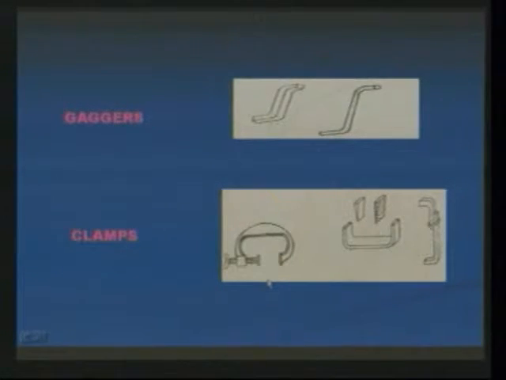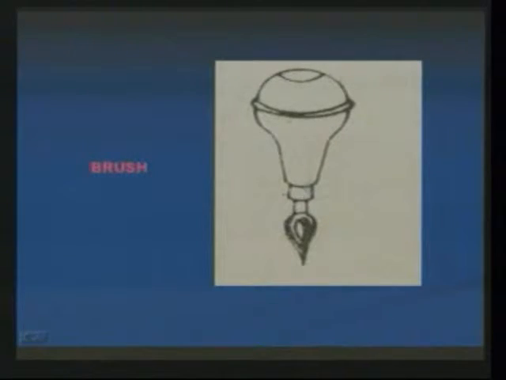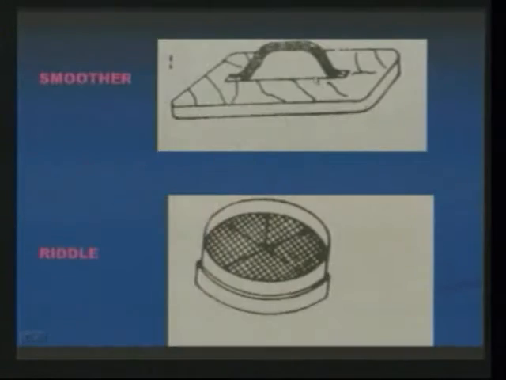The gaggers are shaped as shown in the figure. And these are also clamps, one of the instruments used for the production of molds. The brush is used for cleaning the mold cavity after preparing the complete mold. When the pattern is removed, some molding sand will be withdrawn, so in that case we want to clean it, and we will use the brush.